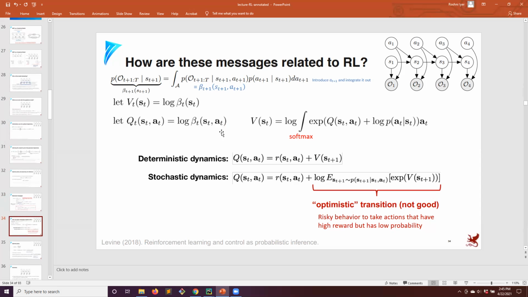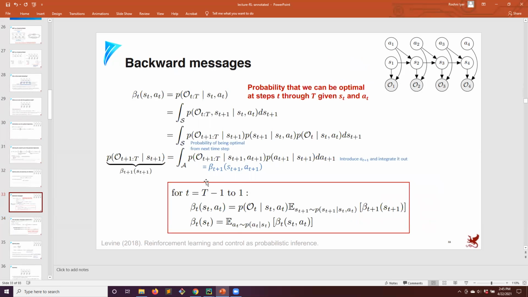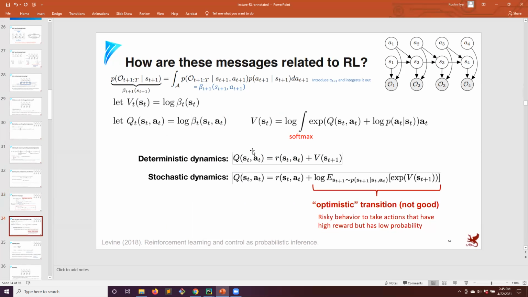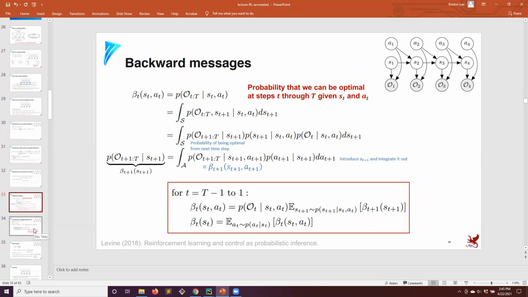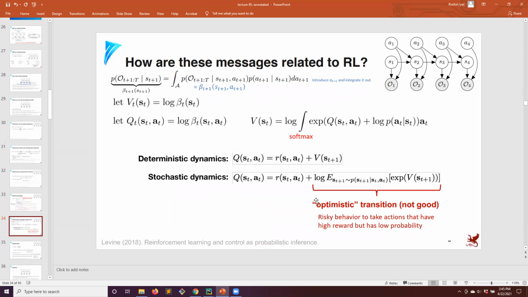Then we can also derive these two equations here. I don't want to go into the details of how you get this, but it's basically just pretty simple algebraic manipulation and rearrangement of terms. But if you use these two equations as well as this relationship, you will easily be able to get these two equations here. So this is for the deterministic dynamics and stochastic dynamics.